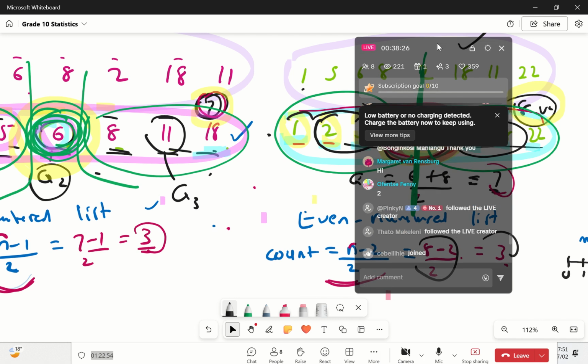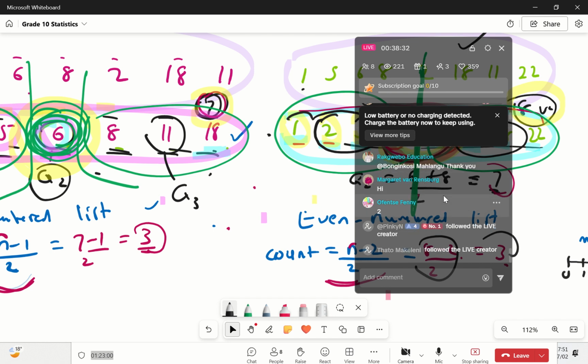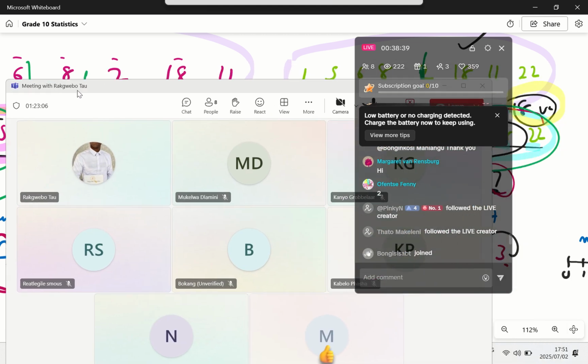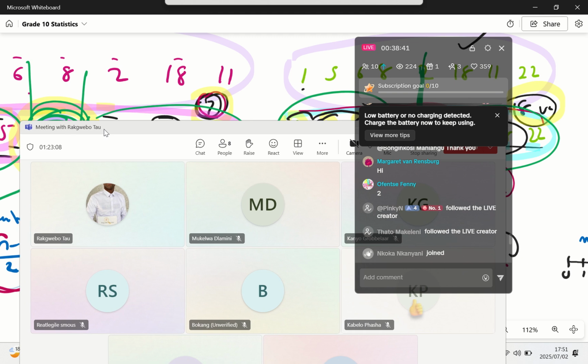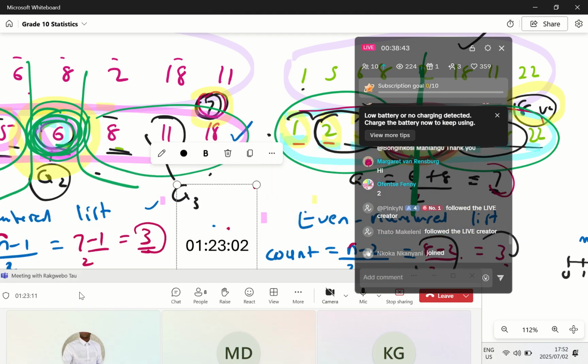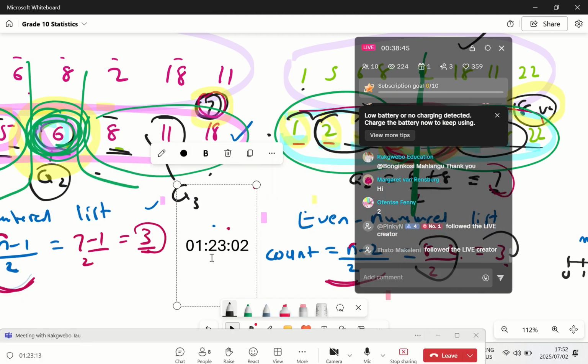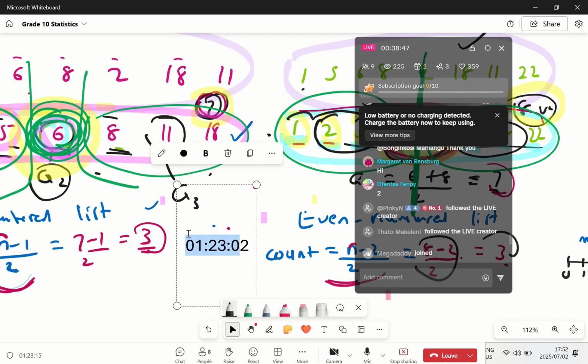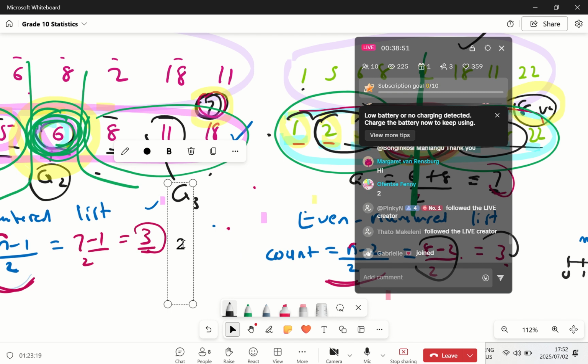Please show by way of thumbs up if you understand what's going on. Tato Makeleni, please confirm. Kabza Kabelo, please confirm. Bokang, Lamini, yes? Alright, all of you understand. Who put this number here? Okay, sharp. So we all understand.